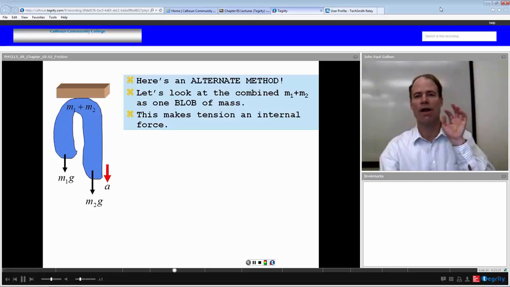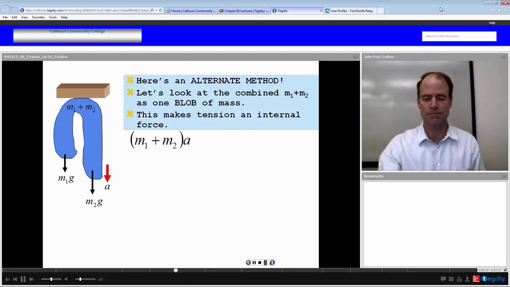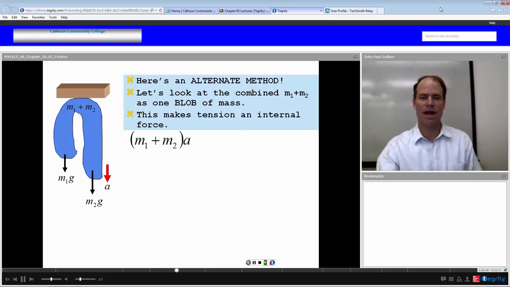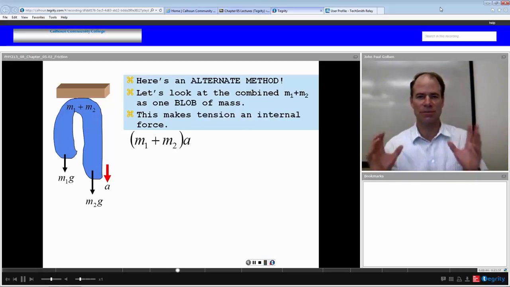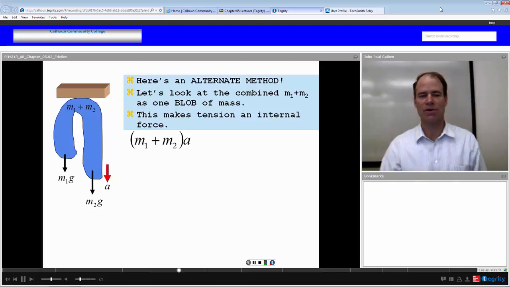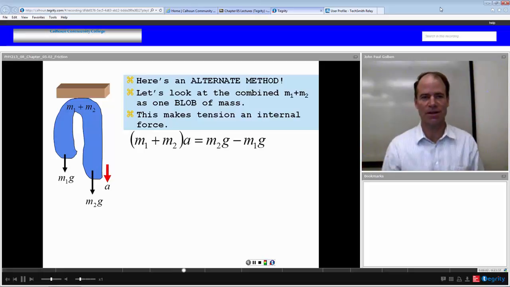So if I were to apply Newton's second law to this total blob of mass, I would have the total mass, m1 plus m2, times acceleration, is equal to the net force in the direction of acceleration. So that would be m2g minus m1g. I don't have to worry about tension because that's internal to this blob. It's inside the blob. It's part of the whole system now.